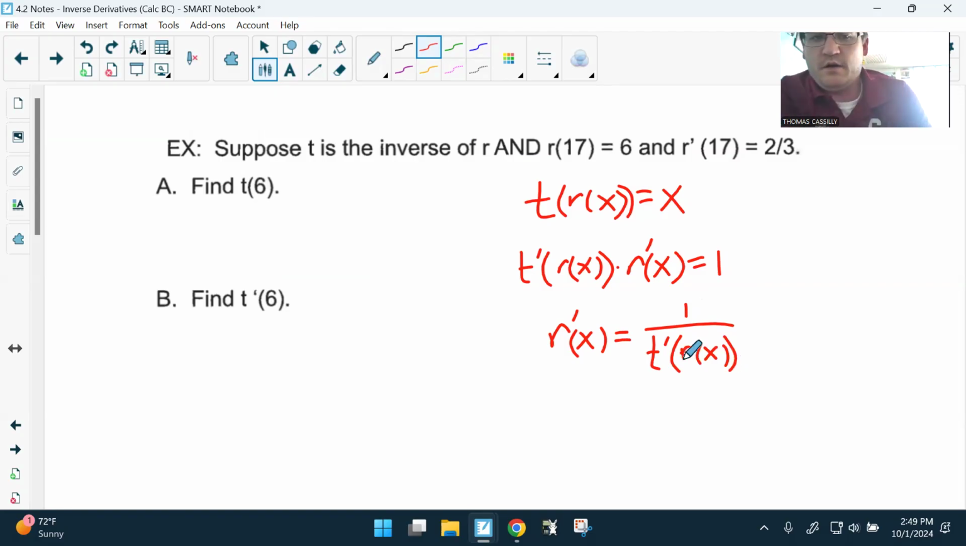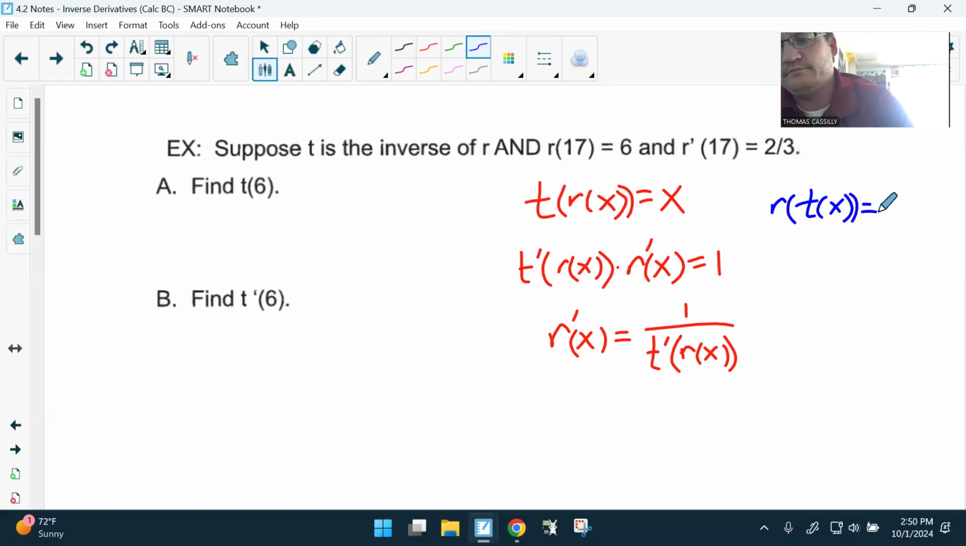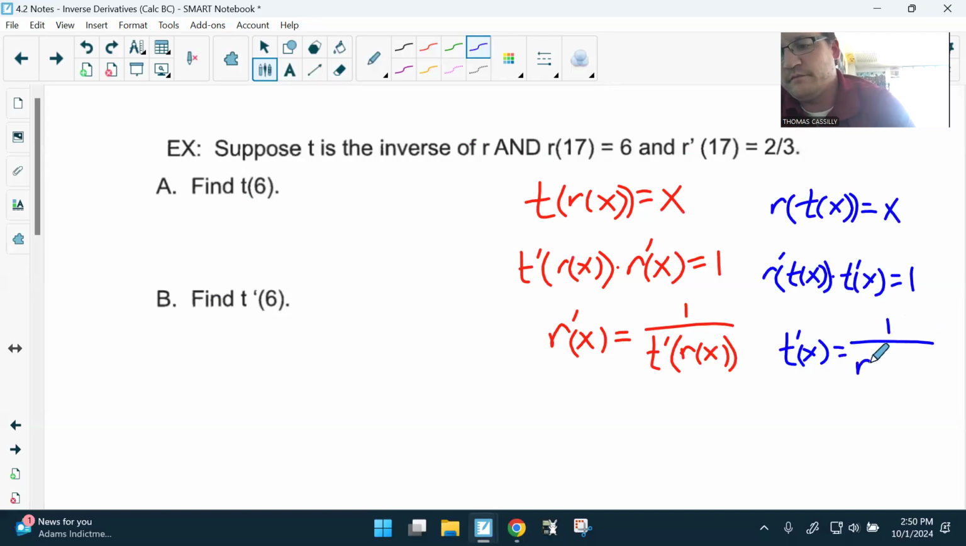All right. What do we need? We need to find t prime of x. I did the opposite one, so that's okay. We can figure this out because they are inverses, so it's going to look exactly the same as deriving the other formula. Take the derivative, r prime of t of x times t prime of x equals 1. Divide both sides. You got t prime of x equals 1 over r prime of t of x.